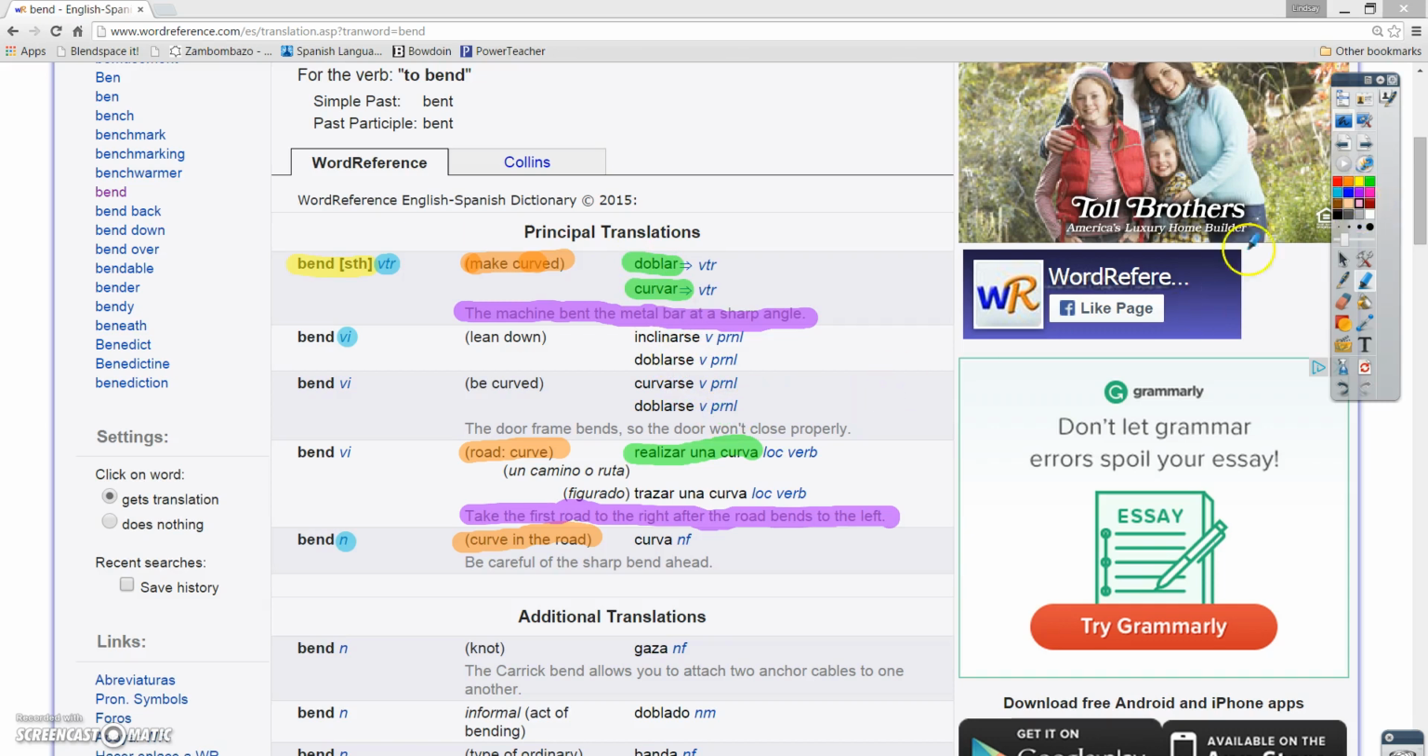This is also important, NF, because NF means it's a feminine noun, meaning you would use la curva. If a word in Spanish ends in an A, you should already know that it would be a feminine word. However, sometimes you don't know. NF would mean that it's a feminine noun. NM, which is down here, would mean it was a masculine noun and you would use el.